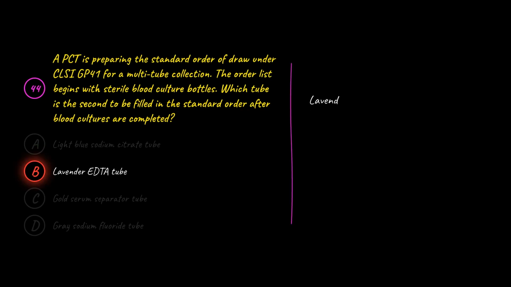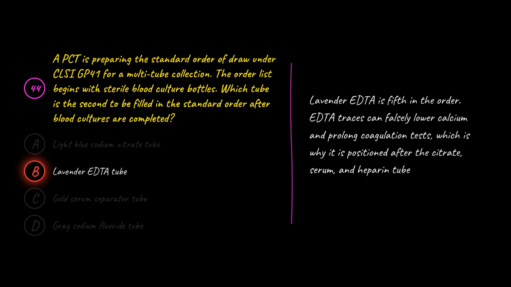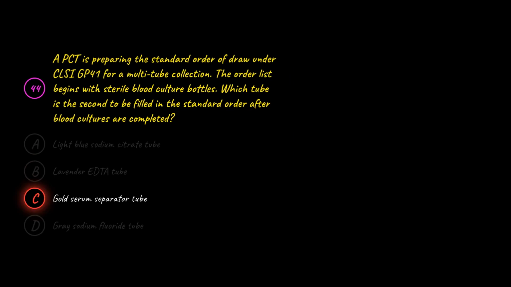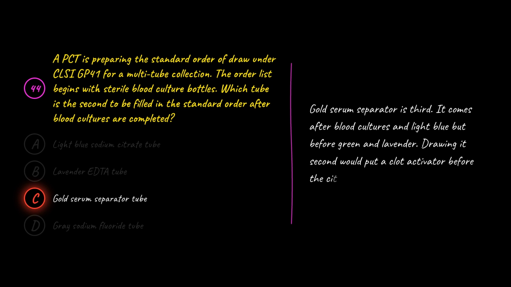B is wrong because lavender EDTA is fifth in the order. EDTA traces can falsely lower calcium and prolong coagulation tests, which is why it is positioned after the citrate, serum, and heparin tubes in the official sequence. C is wrong because gold serum separator is third. It comes after blood cultures and light blue but before green and lavender. Drawing it second would put a clot activator before the citrate tube, which alters coagulation results.